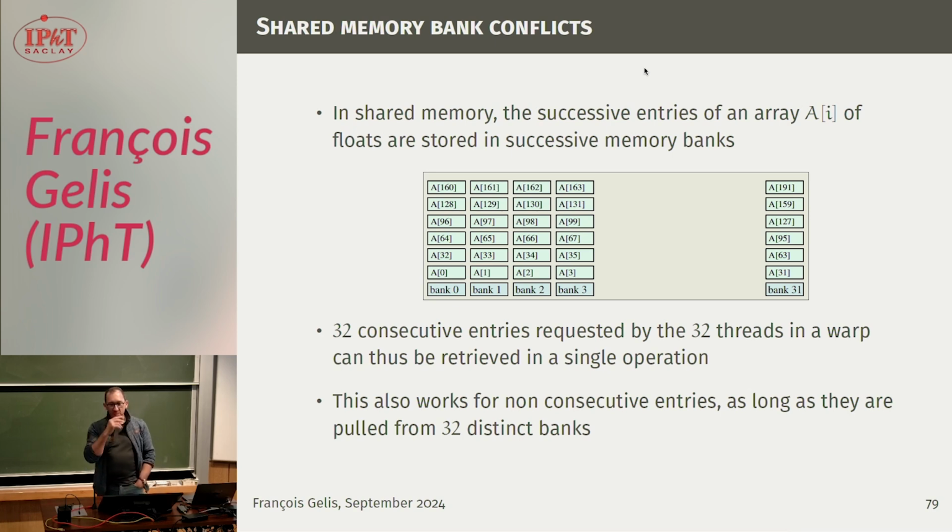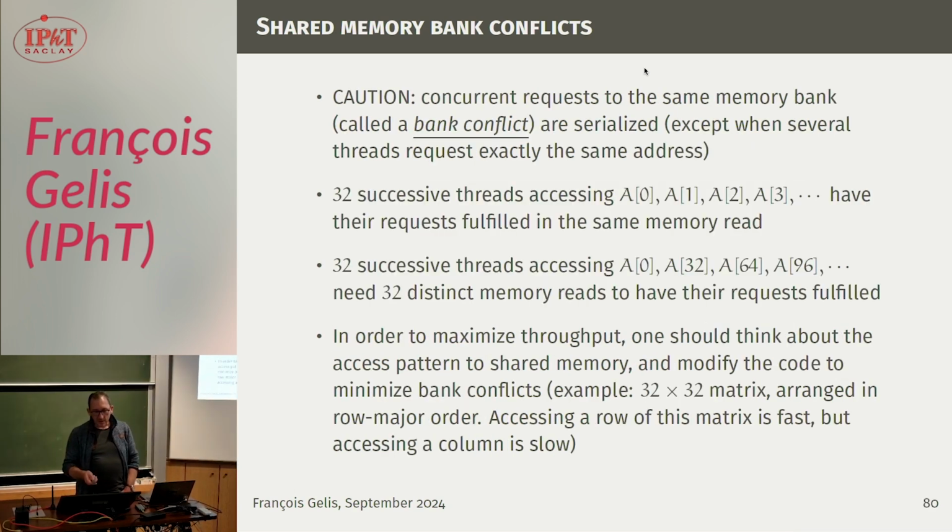There is a trick that we will see next week to avoid this problem. It's a little cheat: you just declare it as a 32 by 33 matrix, and then the elements will also be in different banks if you try to read the column. When reads or writes to shared memory are not in different banks, this has a name: it's called a bank conflict. Essentially, when you have a bank conflict, the hardware cannot provide the two numbers, or more than two, at the same time, and they will be serialized.